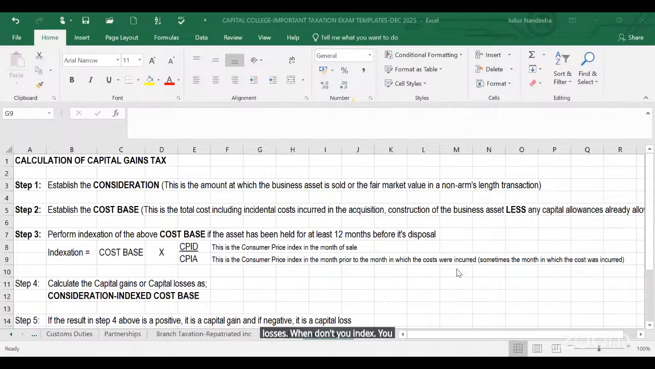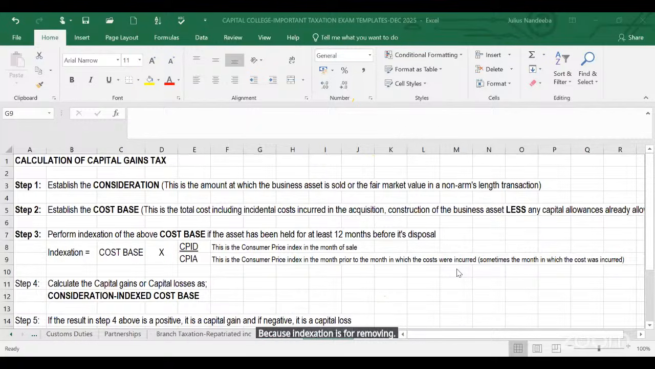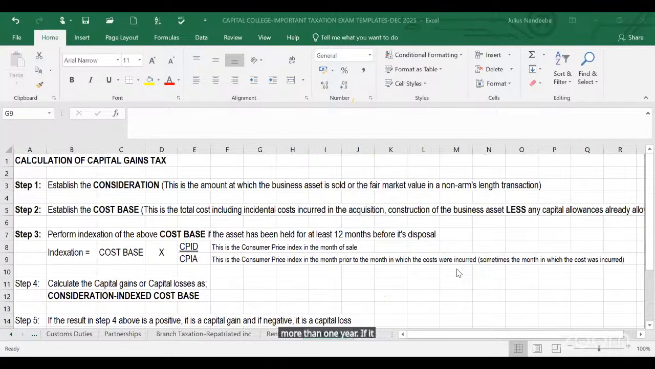You don't index when you have not held this asset for more than 12 months. If I buy an asset and sell it within 12 months, I don't have indexing, because indexation is for removing inflation, and statistics show that you can only calculate inflation when you have held an asset for more than 1 year. If it is less than 1 year, you don't have indexing. That is on an item like land, meaning the formula will be consideration minus indexed cost base. That is for land. What if it is for a building?